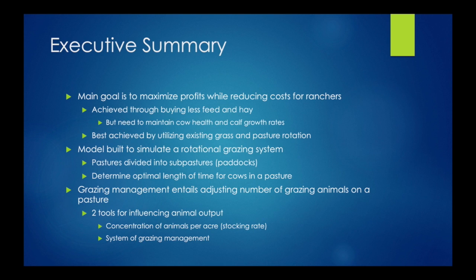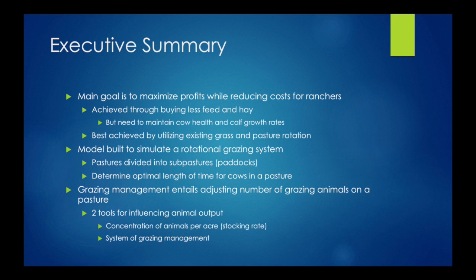So just a quick little executive summary for you. Our main goal was to allow ranchers and farmers to maximize profits while reducing costs. This is achieved through buying less feed and hay, while also maintaining cow health and calf growth, and so forth. This is best achieved by utilizing existing grass and pasture rotation schedules without buying new feed.